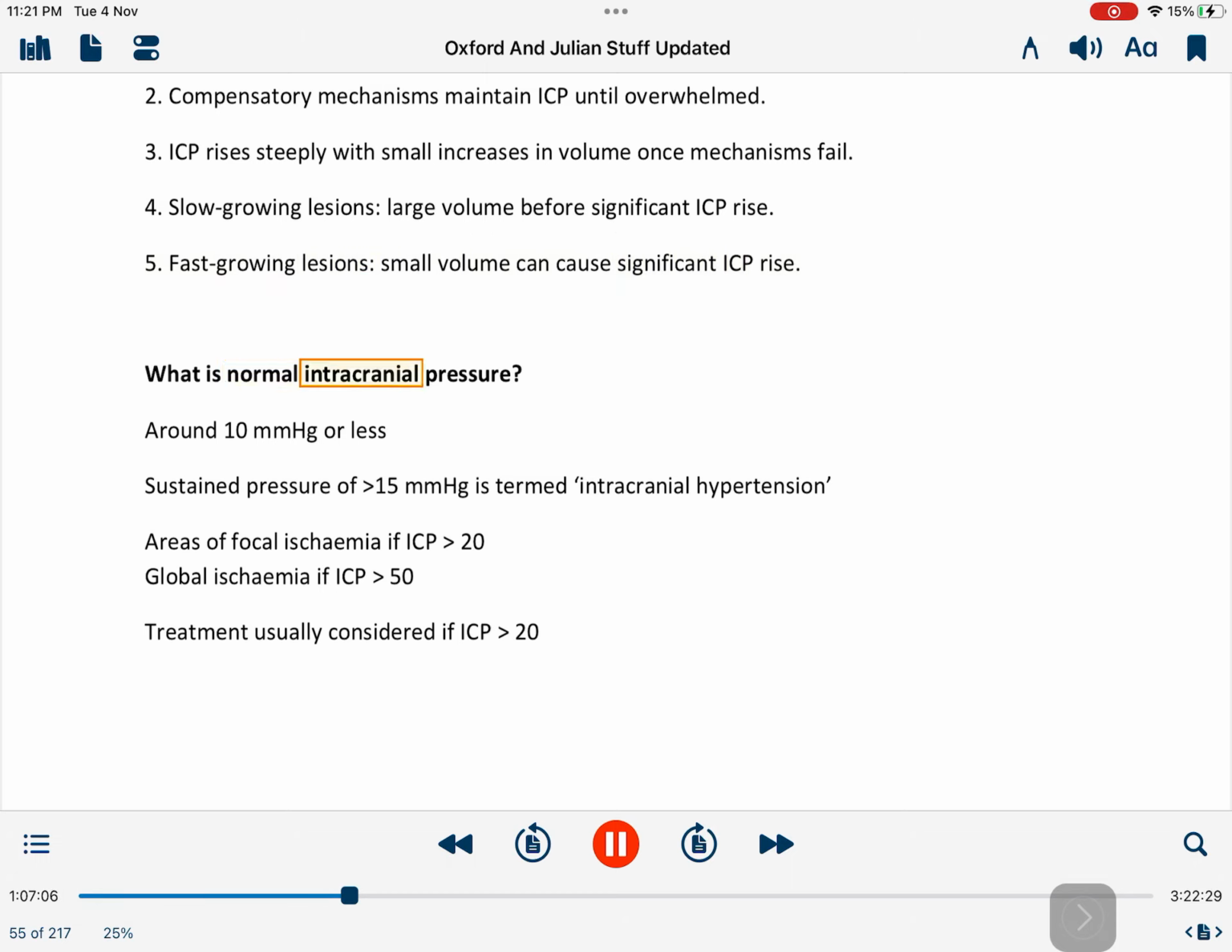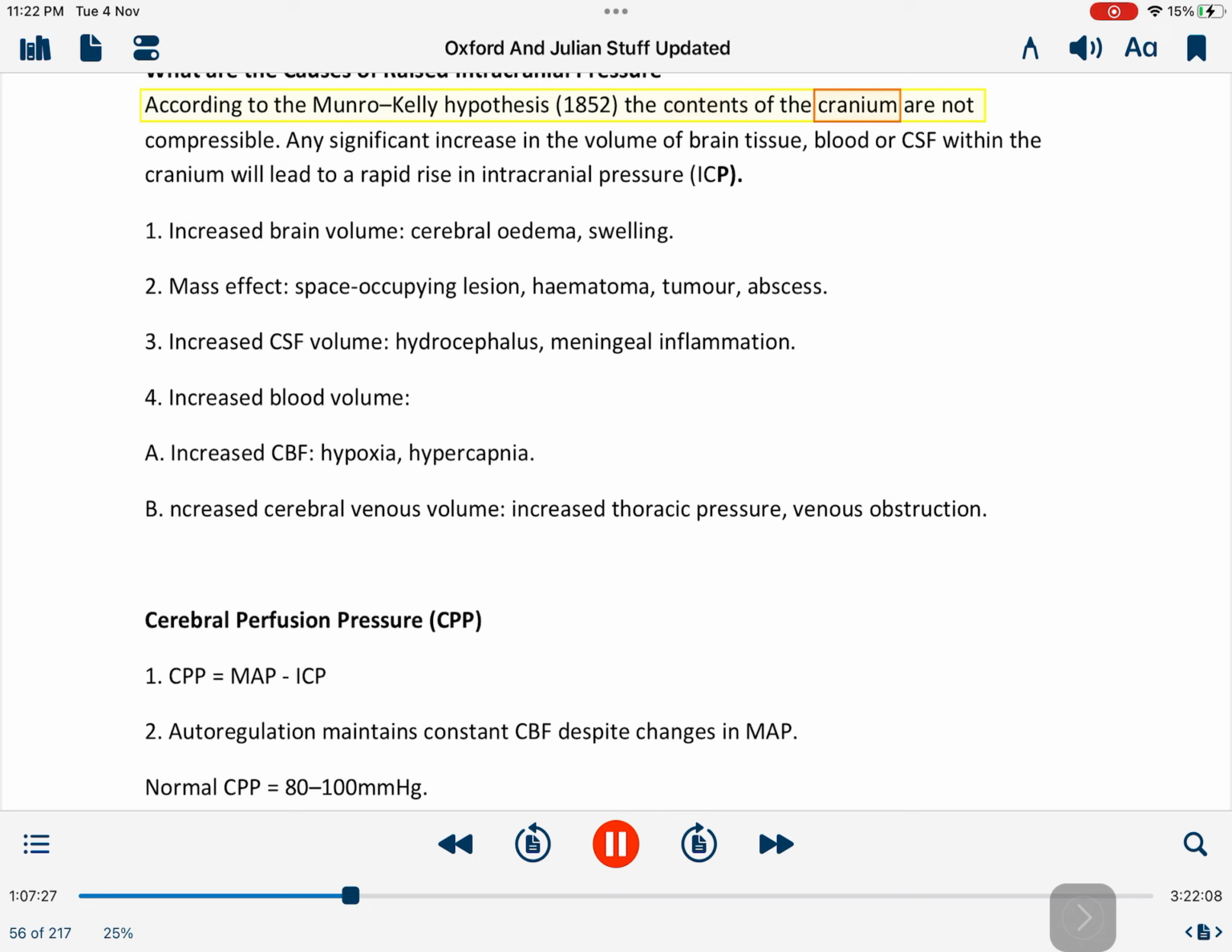What is normal intracranial pressure? Around 10 mmHg or less. Sustained pressure of 15 mmHg is termed intracranial hypertension. The contents of the cranium are not compressible. Any significant increase in the volume of brain tissue, blood or CSF within the cranium will lead to a rapid rise in intracranial pressure, ICP.